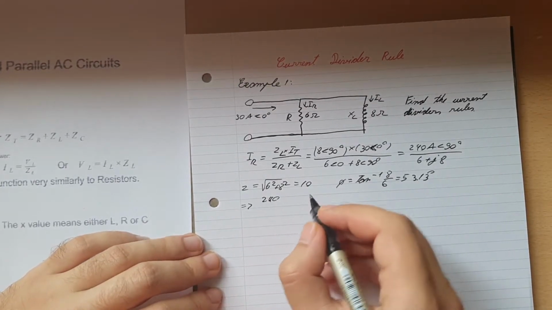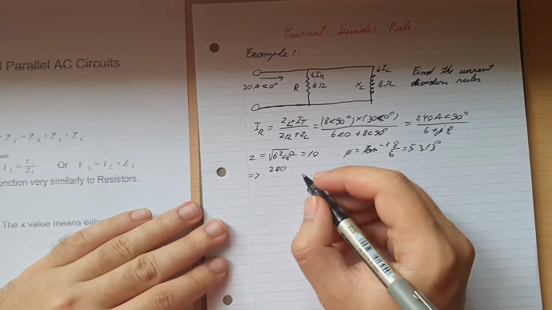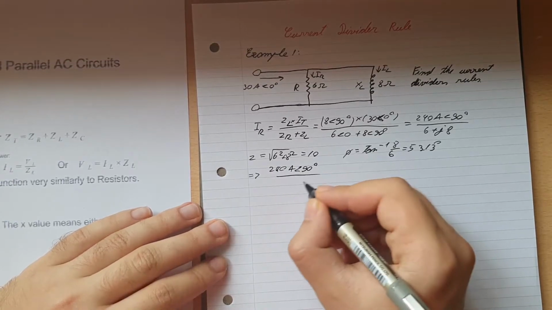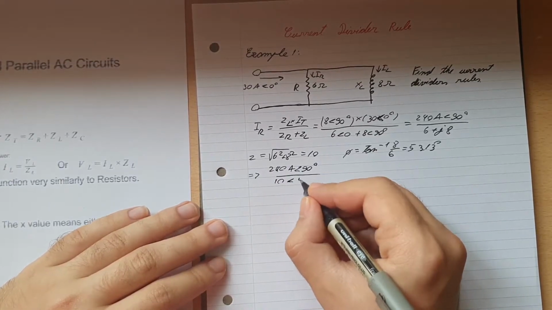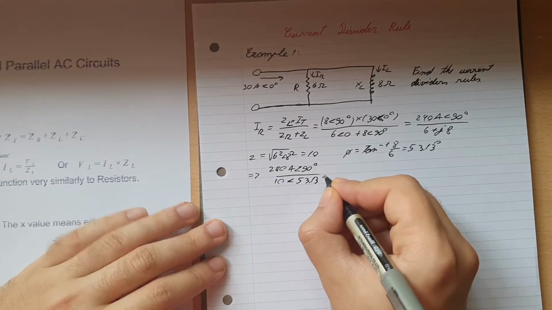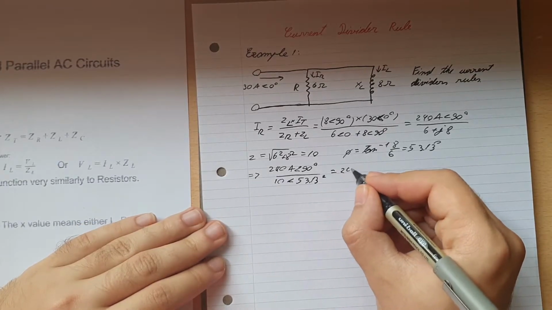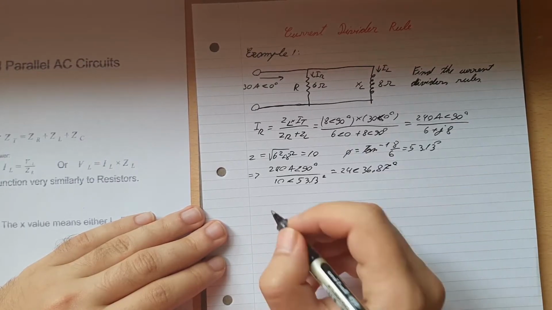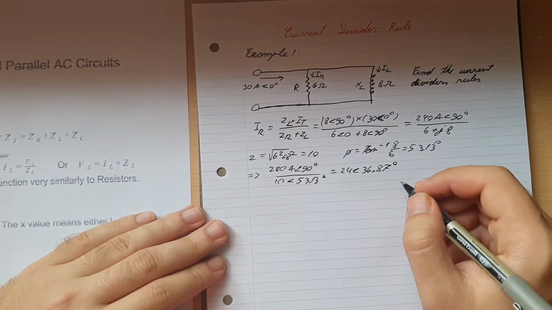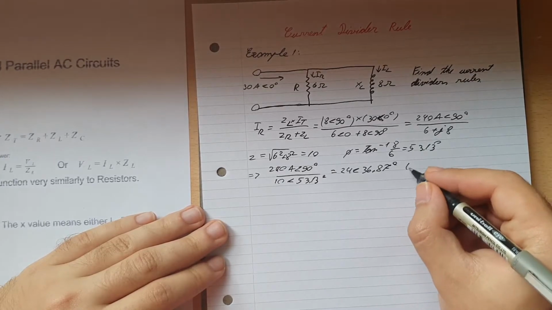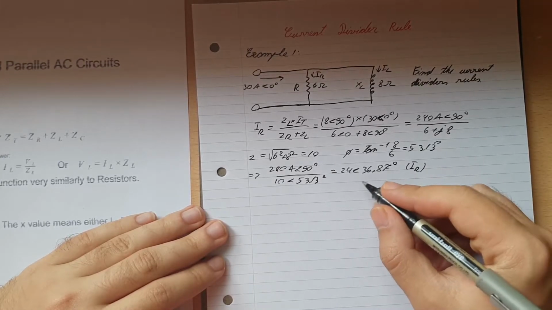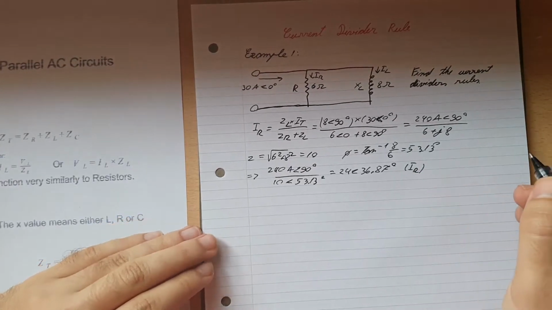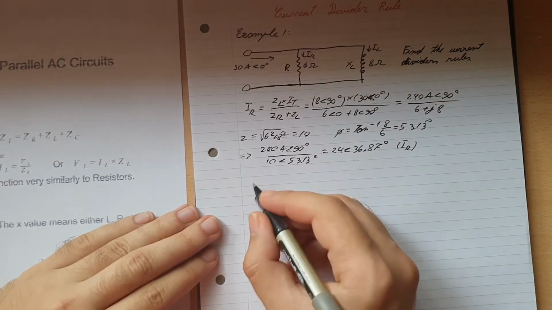Therefore, 240 amps at an angle of 90 degrees divided by 10 at an angle of 53.13 degrees would be equal to 24 at an angle of 36.87 degrees. Now this one will be the value for IR. So IR is equal to 24 amps at an angle of 36.87 degrees. Now we just need to calculate IL.